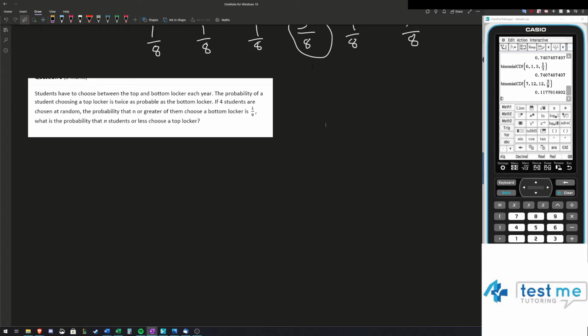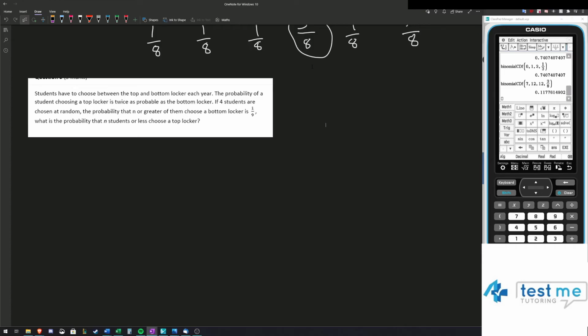So, if we read this one, students have to choose between top and bottom locker each year, okay? So we know there's 2 choices here. So as soon as we read that there's 2 choices, immediately think, okay, we're heading down binomial distribution way, okay? The probability of a student choosing a top locker is twice as probable as a bottom locker, okay? If 4 students are chosen at random, the probability that n or greater of them choose a bottom locker is 1 on 9. What's the probability that n students or less choose a top locker?